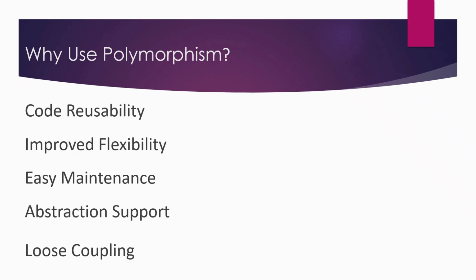5. Loose coupling. Your code depends on interfaces or base classes, not concrete implementations. Example, you can switch from a SQL database to a Mongo database without rewriting the code that uses iDatabase. So, polymorphism lets you write code once and use it in many different ways, making your applications more powerful, easier to manage, and open for future changes.